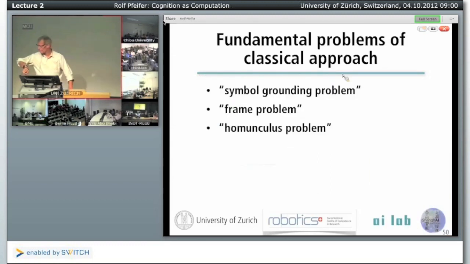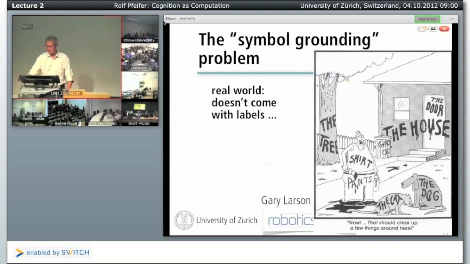Now, just to finish up quickly, the fundamental problems of the GOFAI approach of classical artificial intelligence. Because we have a symbol system, we have what's called the symbol grounding problem. I think that was mentioned by the people in Berlin and by the people in Korea. It's the relation, it's perception, it's the relation to the real world.